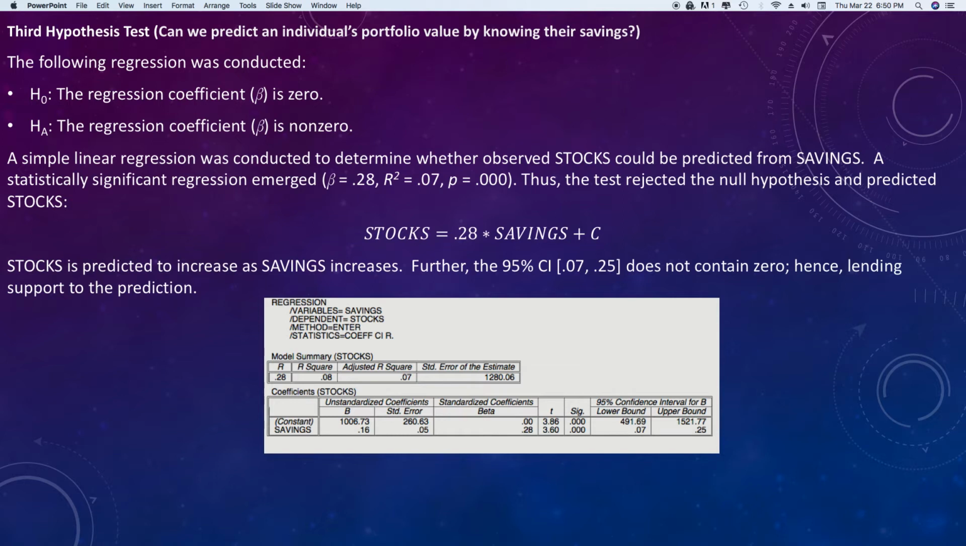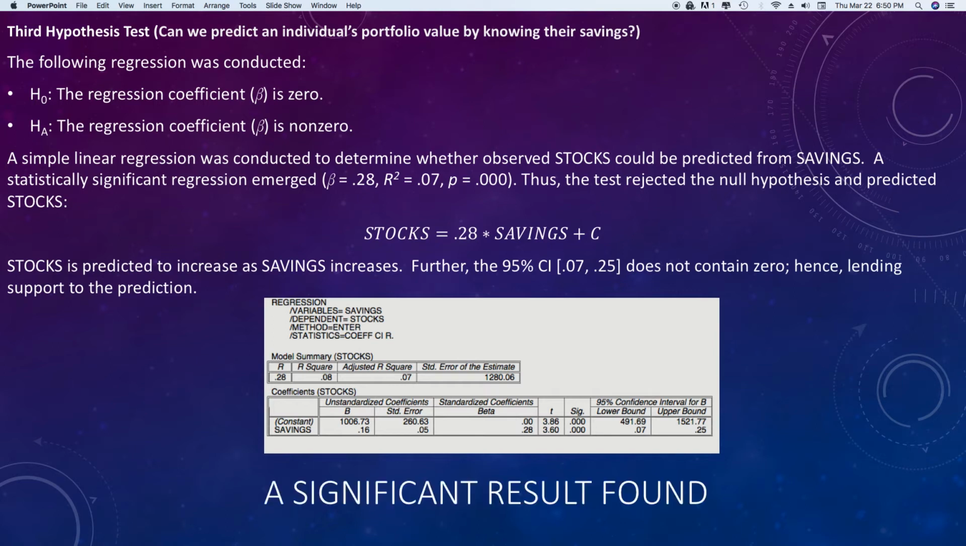And we have our formula there again, in which y is stocks, the dependent variable, equals the beta 0.28 times savings, which is the independent variable, plus the constant. So stocks is predicted to increase as savings increases, and we know this because the beta is positive. So further, the 95% confidence interval, which we see on the right, 0.07 and 0.25, does not contain 0, hence this lends support to the prediction. And once again, a significant result was found.